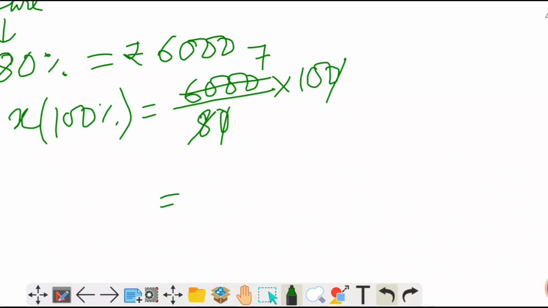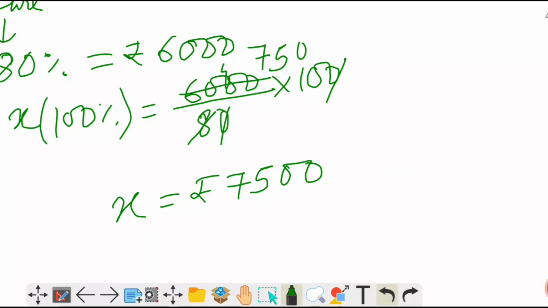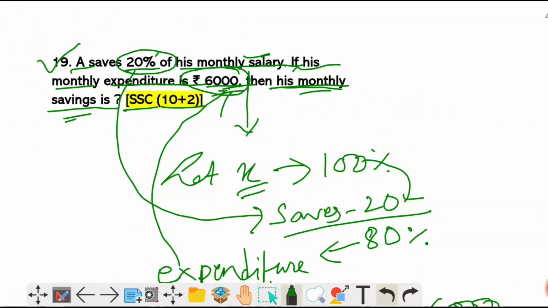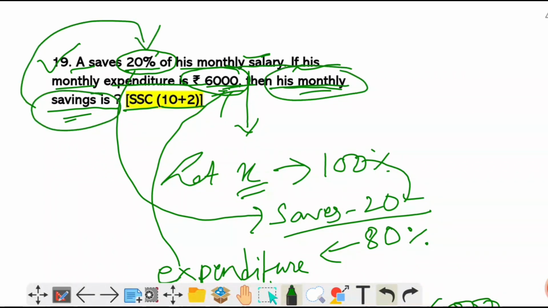8 sevens are 56, 4 remaining, and 8 fives are 40 and 1 0. And here we get the answer rupees 7500. So his salary is 7,500. So now we have found his salary. Now it is easy to find his savings because in the question we have to find his monthly saving.